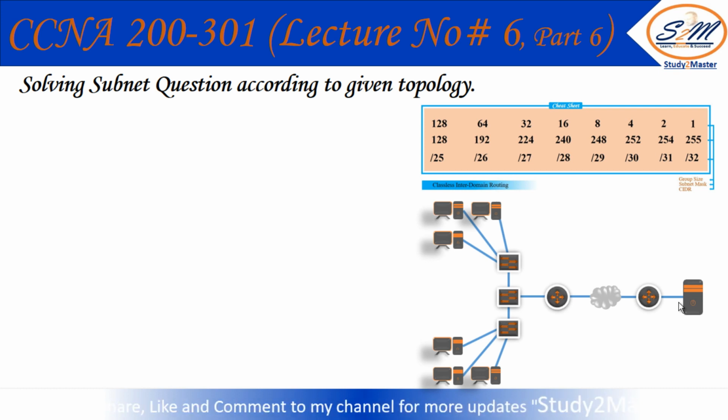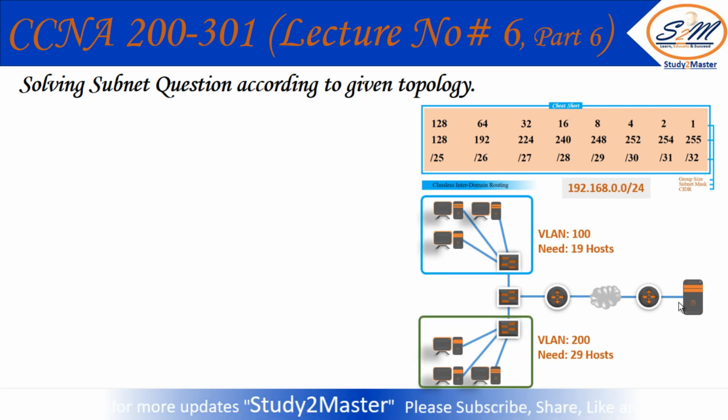A cheat sheet is a very good tool for our network engineers. If you want to solve subnet questions, you have to memorize a cheat sheet. Here we have 2 VLANs, VLAN 100 and VLAN 200. VLAN 100 needs 19 hosts, VLAN 200 needs 29 hosts.